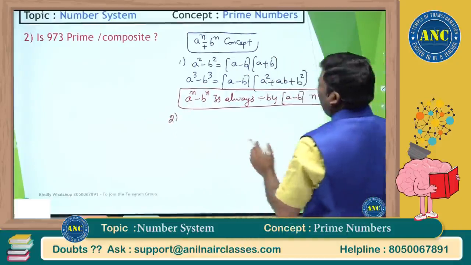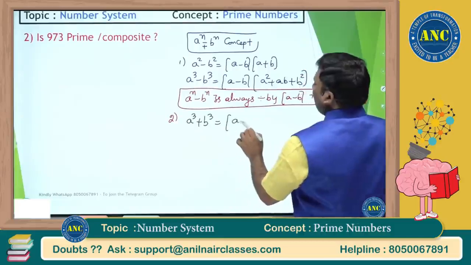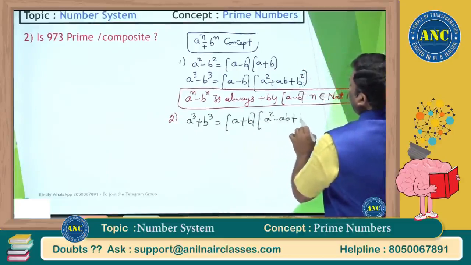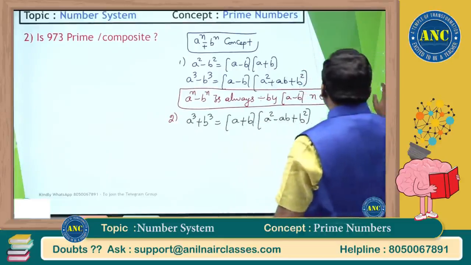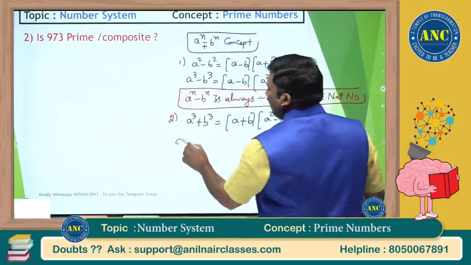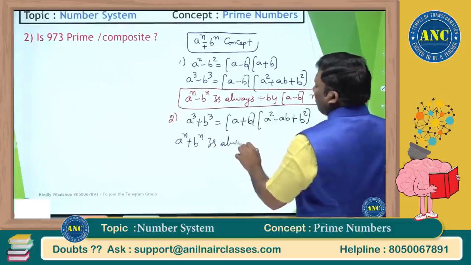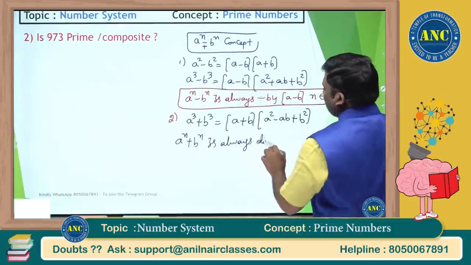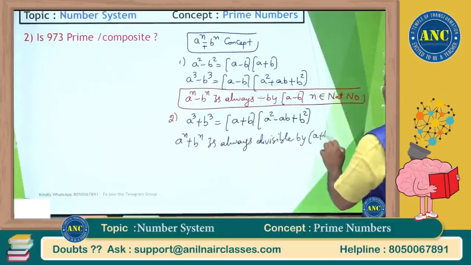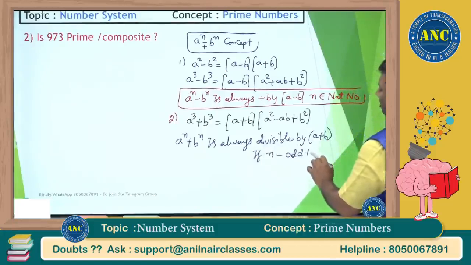Next important key point. a³ + b³ can be written as (a + b)(a² − ab + b²). Here n = 3 is an odd number. Another important key point: aⁿ + bⁿ is always divisible by a + b if n is an odd number.